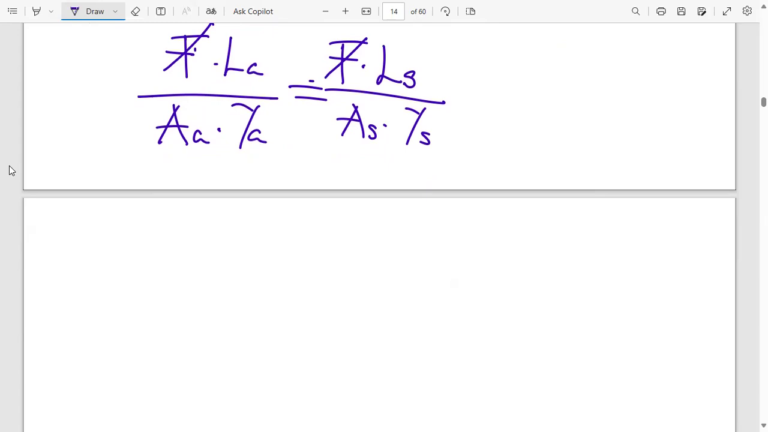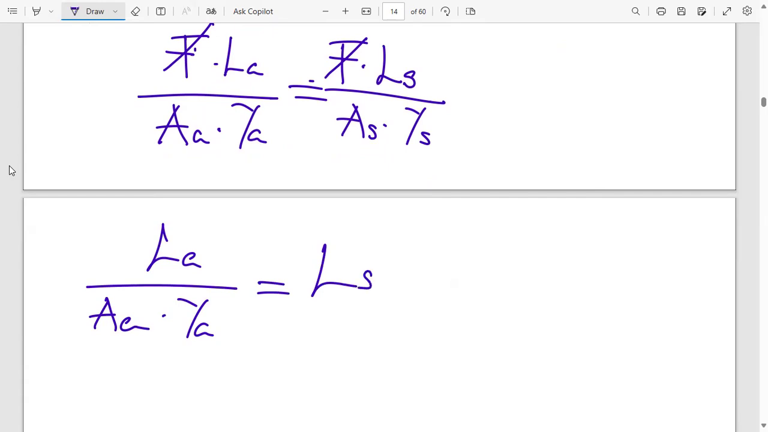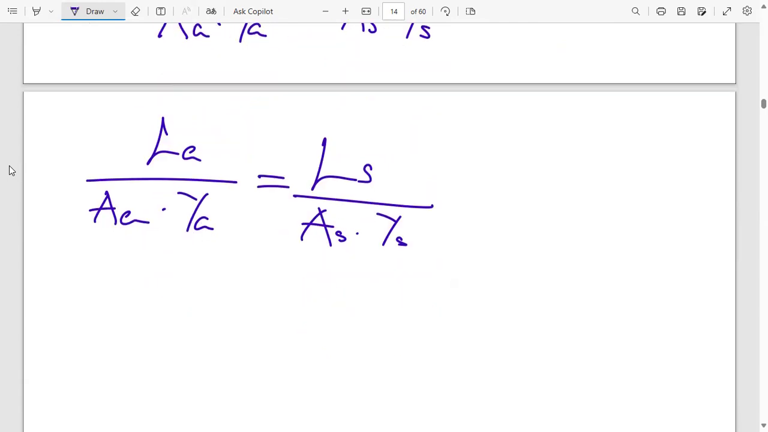Okay, so from here, we're going to remain with the initial length of the copper wire over the cross-sectional area of the copper wire multiplied by the Young's modulus of the copper wire. This is equal to the initial length of the steel wire over the area of the steel wire multiplied by the Young's modulus of the steel wire, like this.